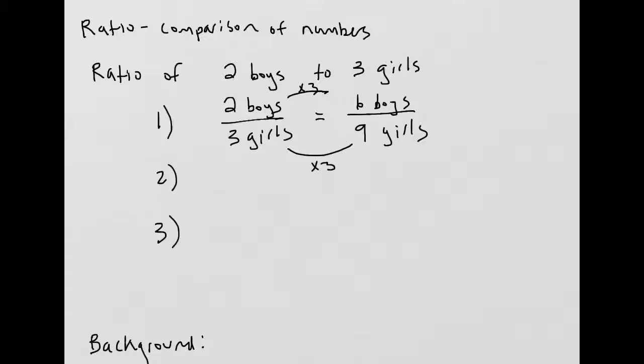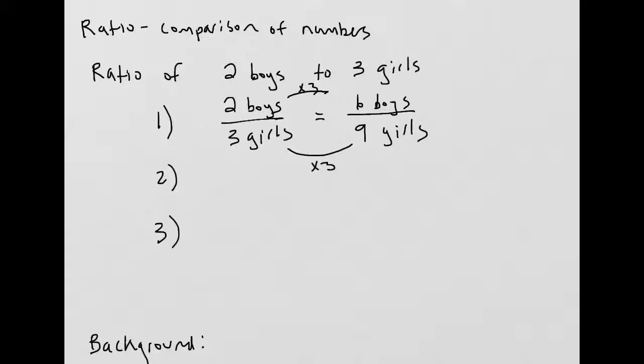One limitation of ratios is that it doesn't really tell you how many total students you can have. It just tells you however many students you have, they have to stay within the ratio that's set. So if I have 9 girls, I have to have 6 boys in order to maintain the 2 over 3 ratio, or 2 to 3 ratio.